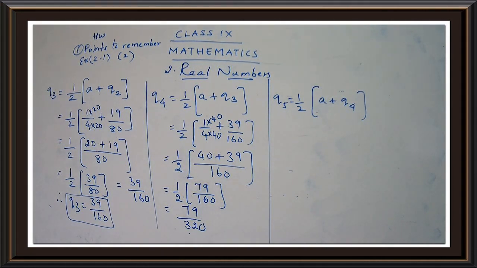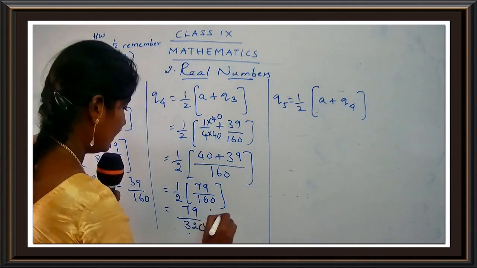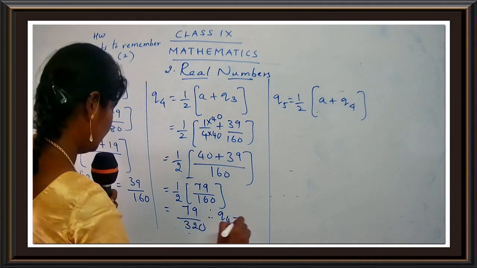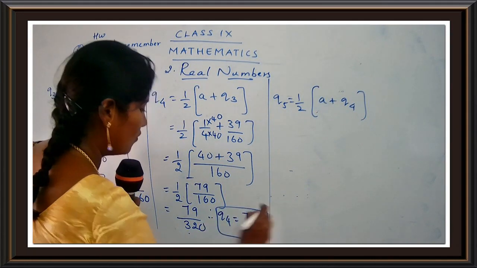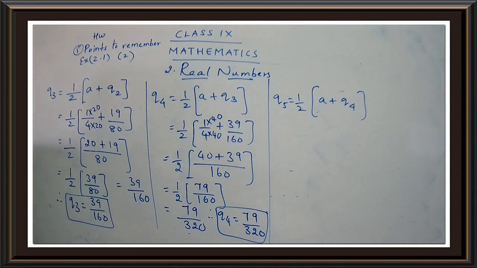Write in the box over there: Q4 is equal to... Therefore, Q4 is equal to 79 upon 320. So we have found the fourth rational number, that is 79 upon 320.